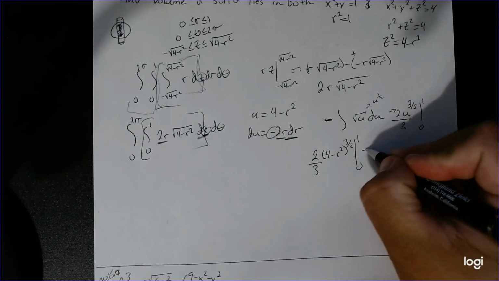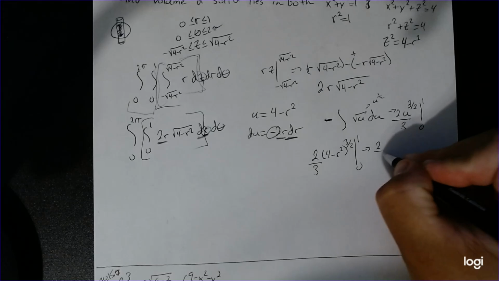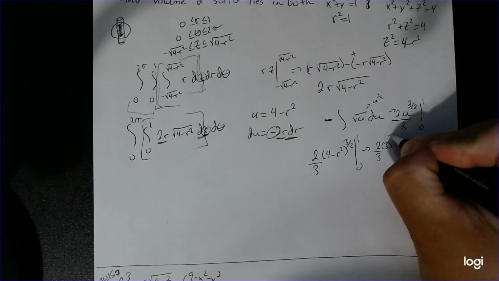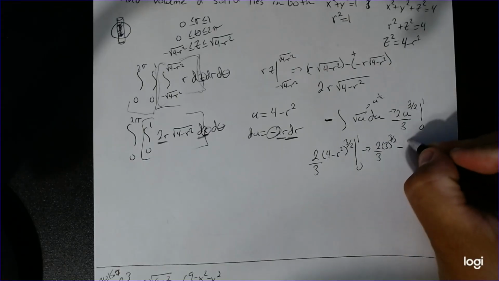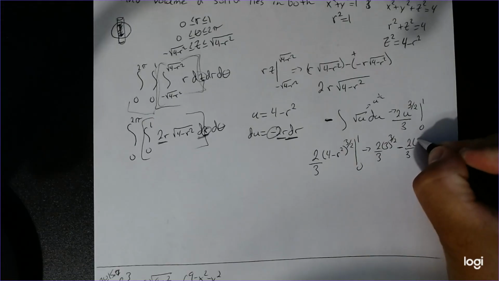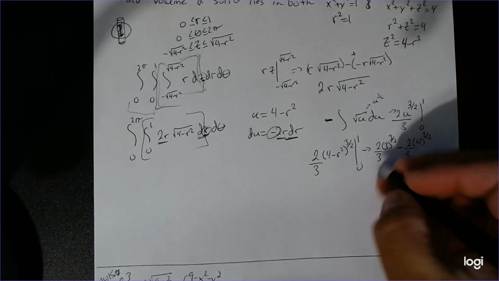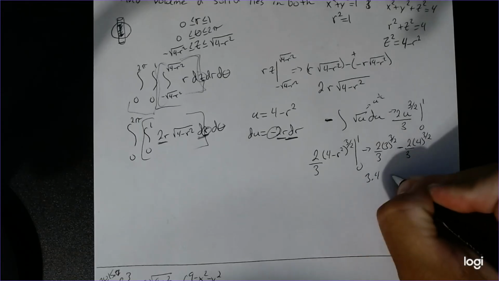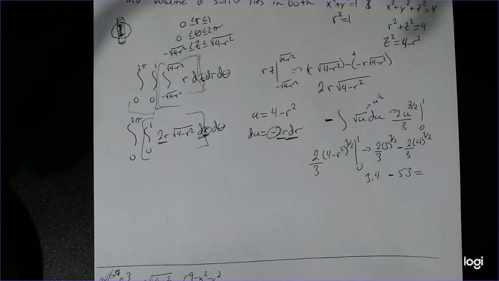Okay, so plug in 1. This gives me 1, so 4 minus 1 is 3. So this is 2/3 times 3 raised to the 3/2 power. Minus, plug in 0, that's 4. So 2 over 3 times 4 raised to the 3/2 power, which I don't know really what that is. Let's see, my calculator gives me something like this. So something like that. So it's going to be negative.